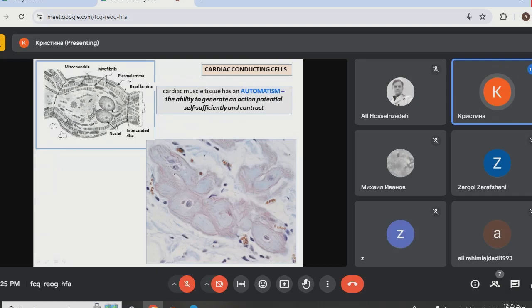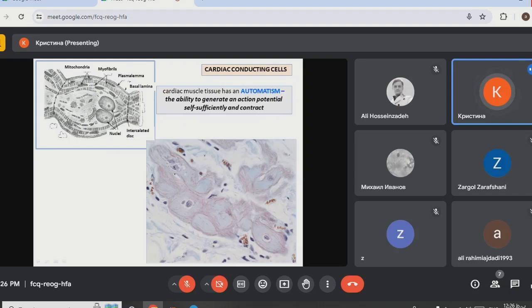Now, conducting cells. These cells provide the heart with the so-called automatism, the ability to generate an action potential self-sufficiently and to contract. Action potential is the electrical impulse. It is the wave of the charge, of the change of the membrane charge. So it is the change in the charge of the cell membrane which spreads along the cell. It is called the electrical impulse or action potential.